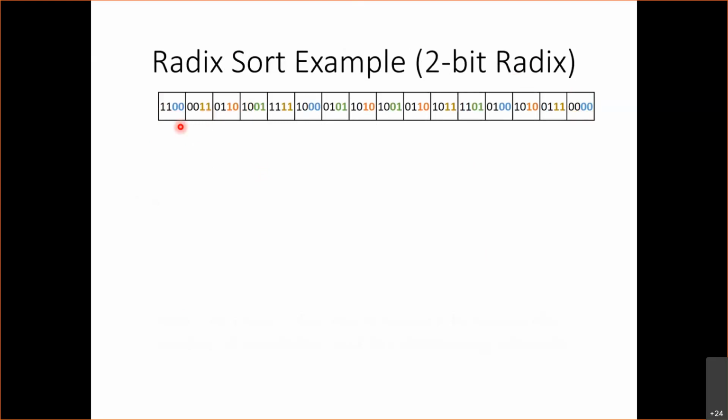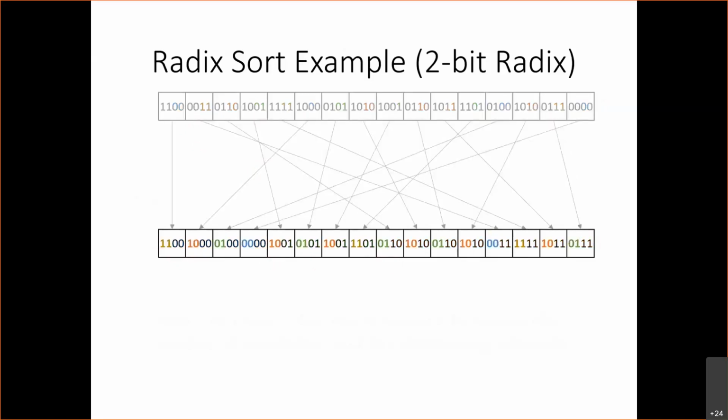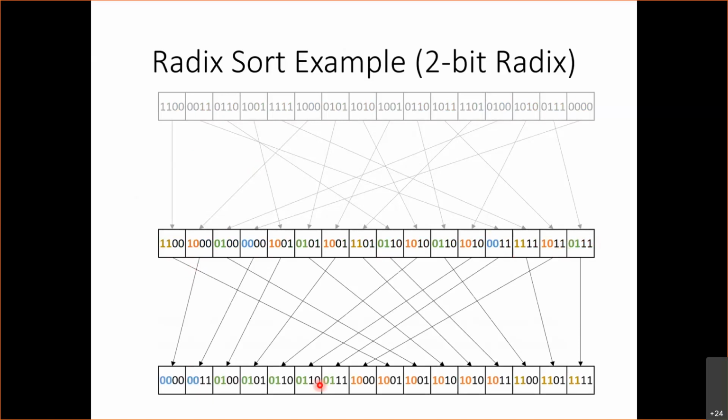Now I'm going to take these elements and divide them into 4 buckets. I'm going to put all the 0, 0s together, all the 0, 1s together, all the 1, 0s together, and all the 1, 1s together. Then in the next iteration, I will look at the next 2 bits, the upper 2 bits, and again separate them into 4 buckets: the 0, 0s together, the 0, 1s together, the 1, 0s together, and then the 1, 1s together.